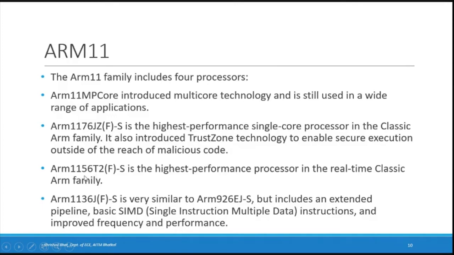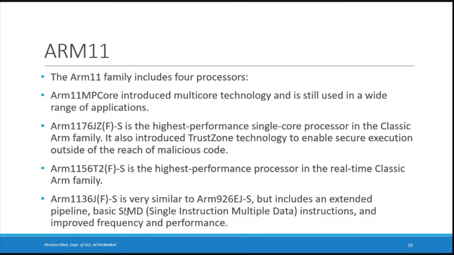Then one more variant, 1156T2. It is the highest performance processor in the real-time classic ARM family, for real-time applications. Then one more is 1136J. It is similar to the previous one, but it includes an extended pipeline and basic SIMD. We have studied what this SIMD means in the fourth module: single instruction, multiple data instructions, and also improved frequency and performance. So it is just a brief introduction of what the previous processors were.